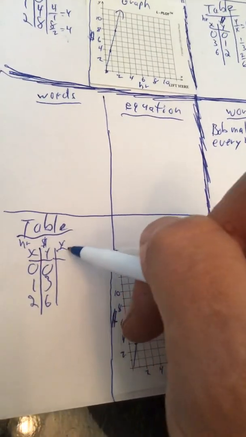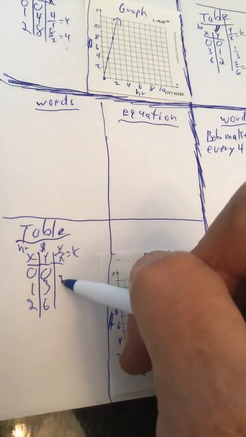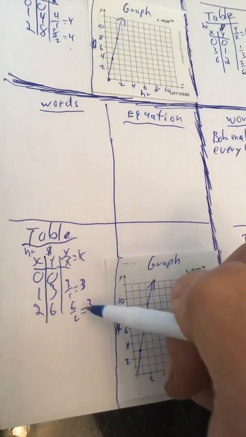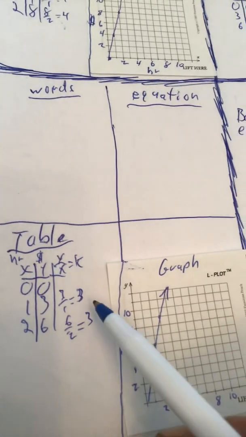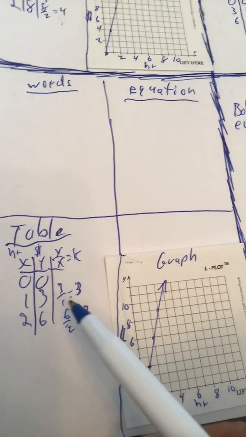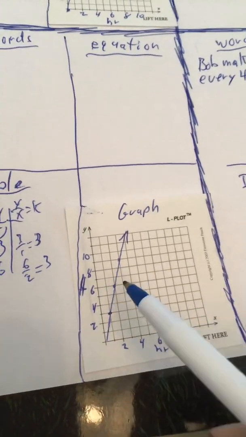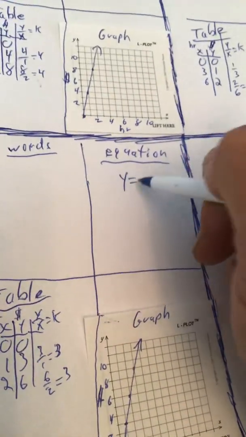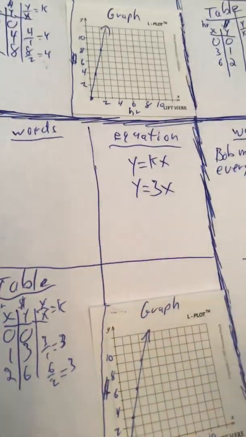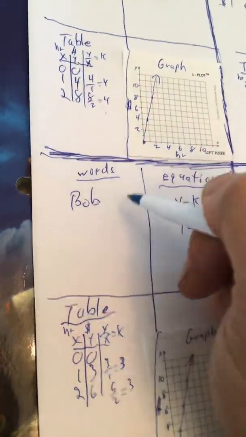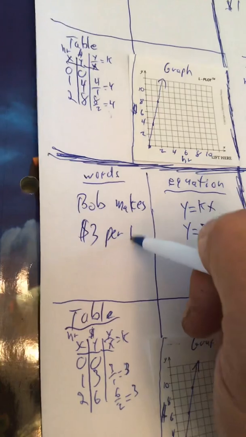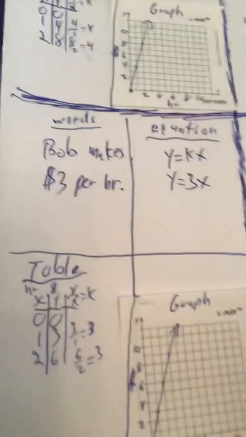So let's do the y over x, which is your k. 3 over 1 equals 3. 6 divided by 2 equals 3. I'm getting the same number every time, so from the table I can tell that it's proportional because y over x gives you the same number every time. From the graph it's proportional because it's straight and through the origin. My equation is going to be my formula, y equals kx, so y equals 3x. And then my words: Bob makes $3 per hour. So that was the third one there.